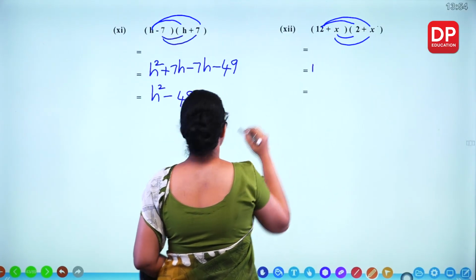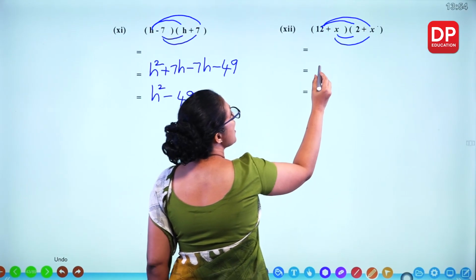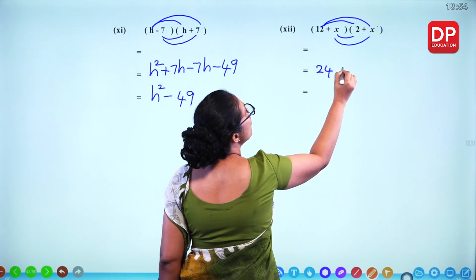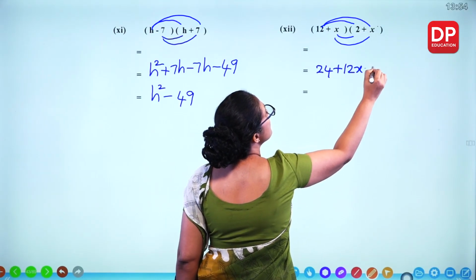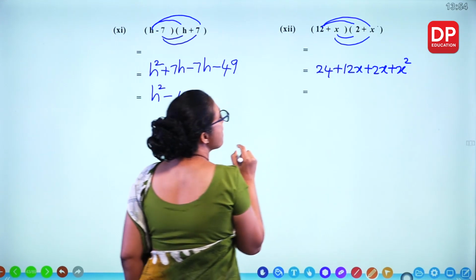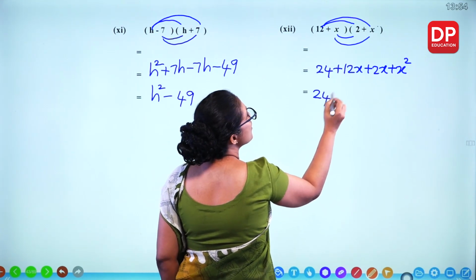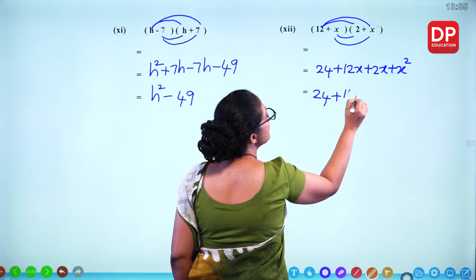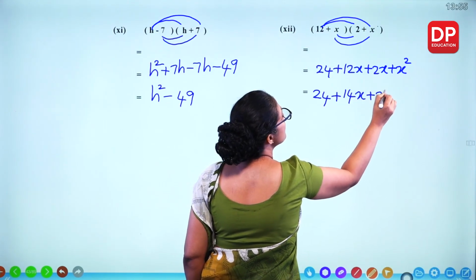12 times 2, 24. 12x, 2x and x squared. So 24 there. 12 plus 2, 14. And you get x squared there.